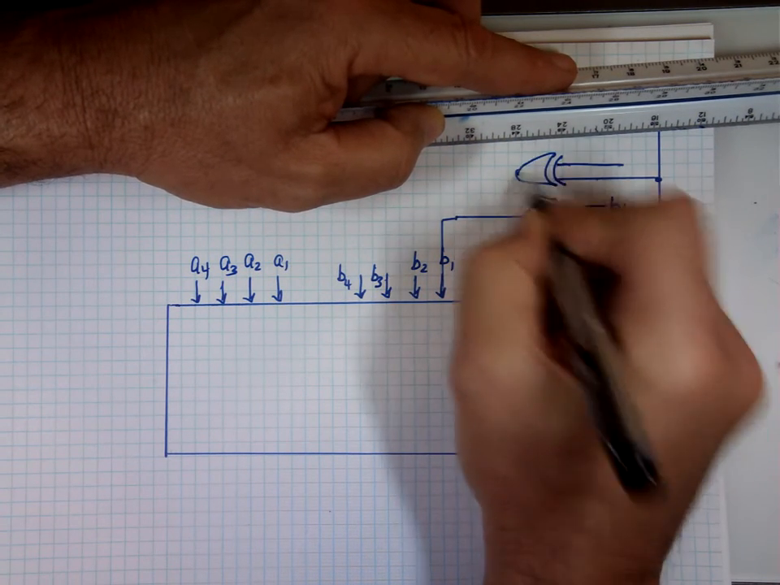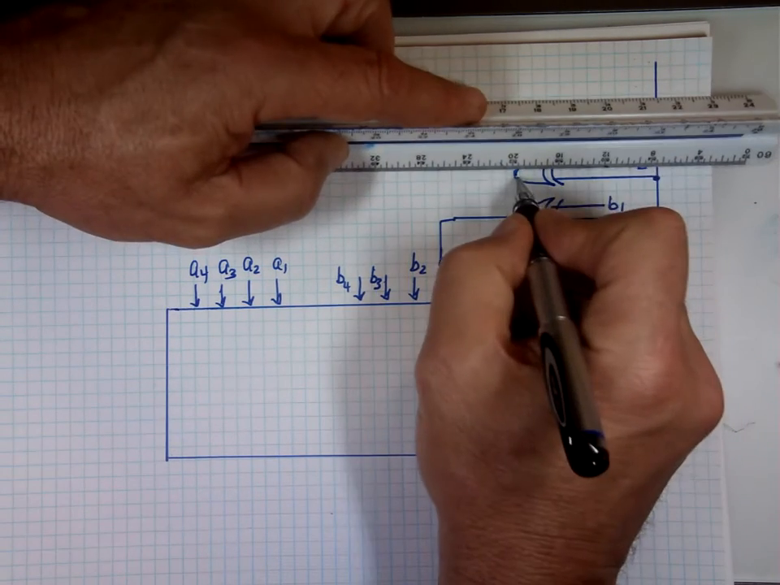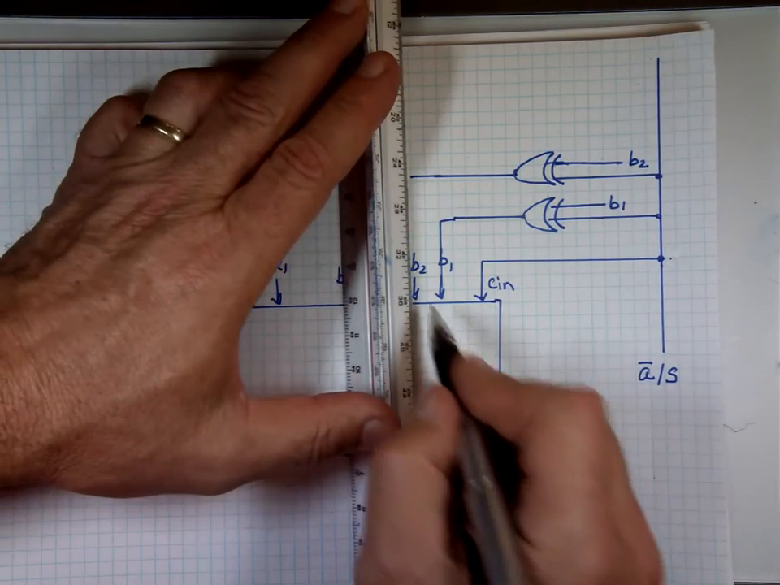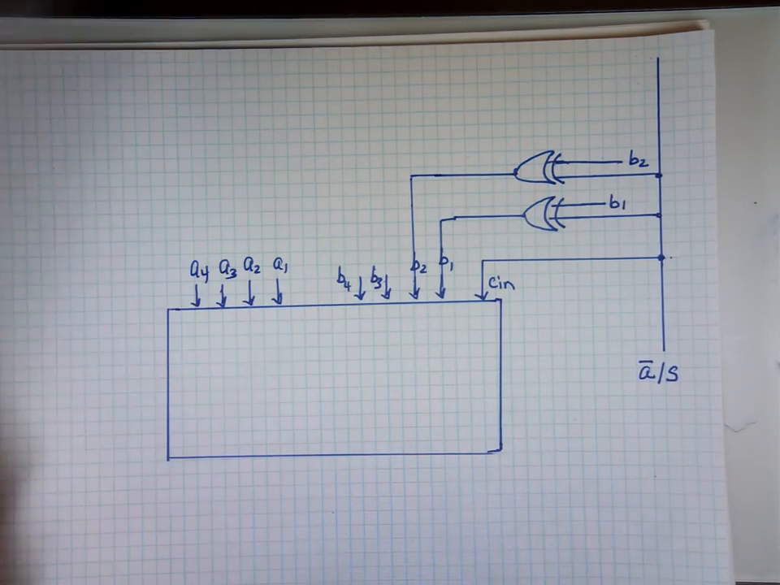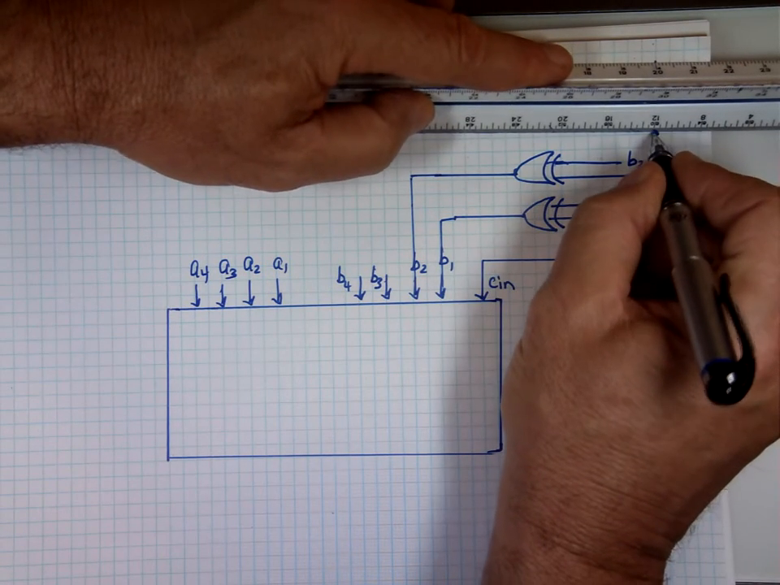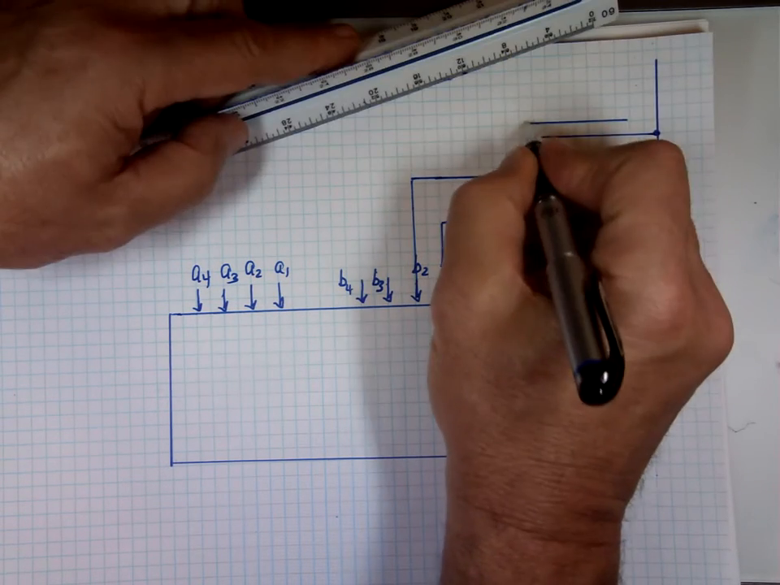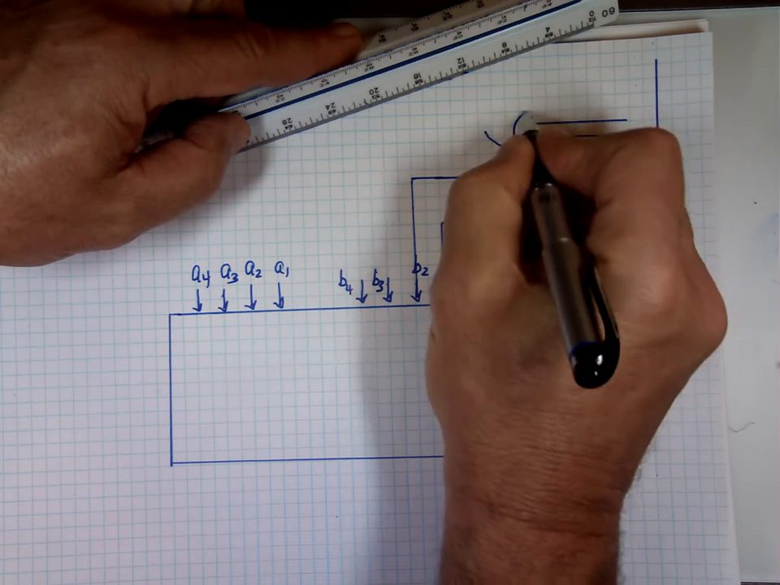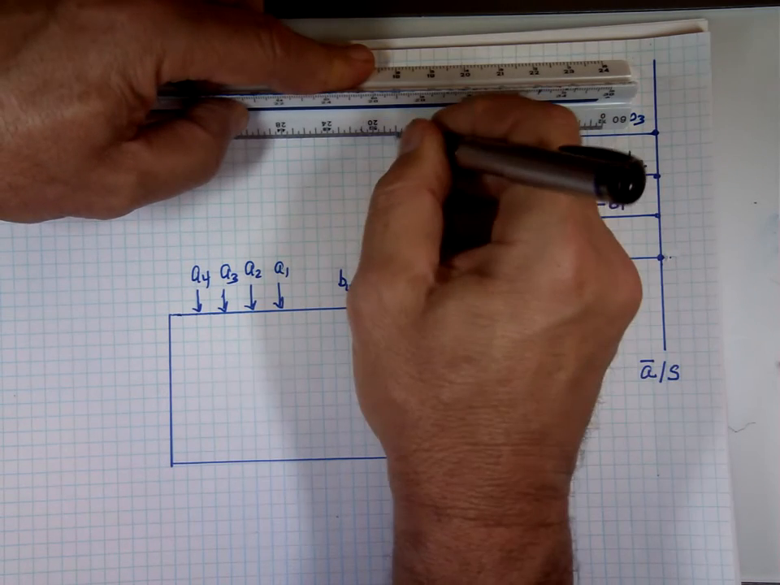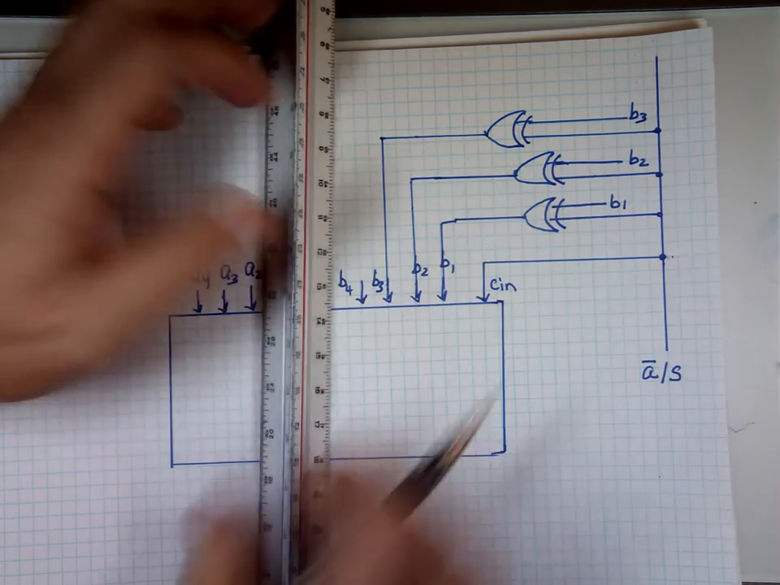That's another XOR, and to this we have attached B2. Where's B2? Right there. And that's B2 attached to that. And I get another one here, B3. And that's going to B3. Where's B3? Down here. And the last one is B4.